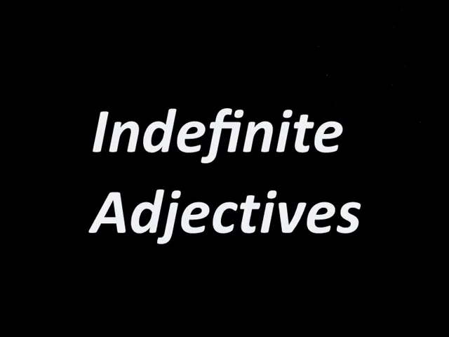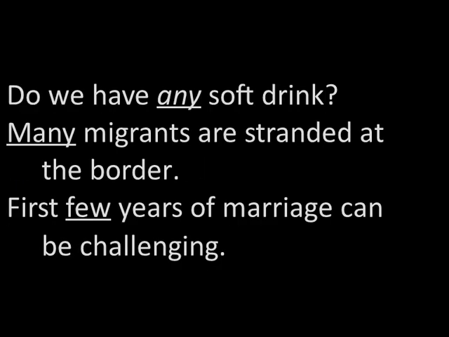The seventh type is the indefinite adjectives. They are formed from indefinite pronouns. Indefinite adjectives are used to discuss non-specific things. When you don't want to be specific, indefinite adjectives will come handy. Words like any, many, no, several, few are all examples of indefinite adjectives. Do we have any soft drink? Many migrants are stranded at the border. First few years of marriage can be challenging. You notice that the words underlined do not give you specific information.